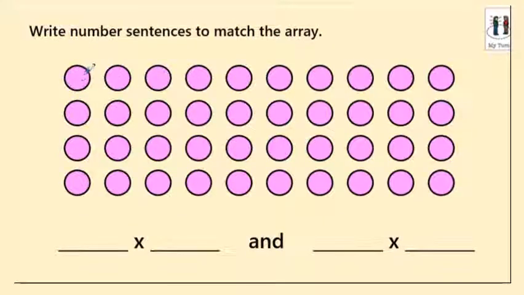So count how many rows, 1, 2, 3, 4 rows. Count how many columns, 1, 2, 3, 4, 5, 6, 7, 8, 9, 10. And then we're going to write the other way that you can do it, the commutative, which is 10 times 4. And that will give me the same answer of 40.